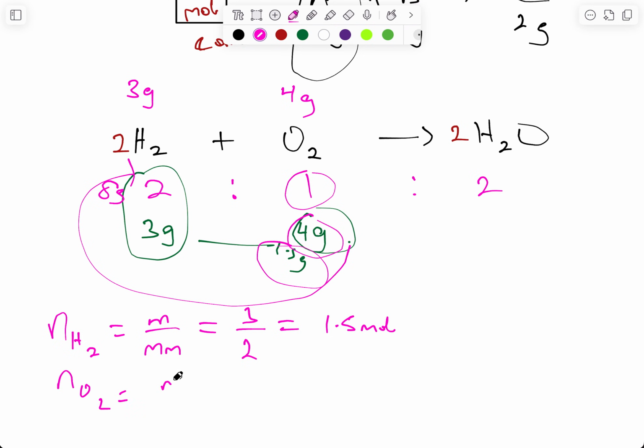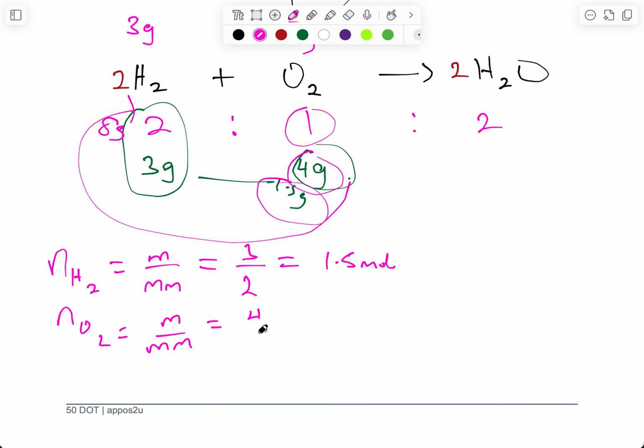Then the number of moles of oxygen gas, still also mass divided by molar mass. What's the mass that was given? 4. Now oxygen itself is 16, so since it is diatomic, that will be 32. So 4 divided by 32, that is 0.125 mole.